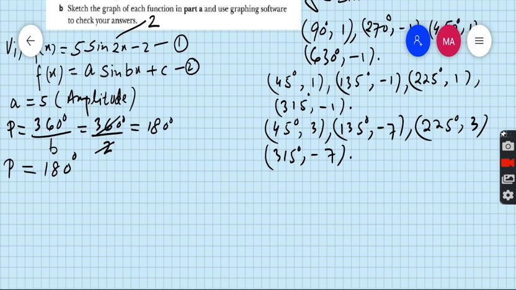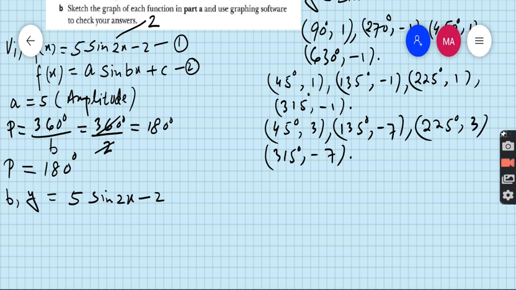What is our equation for part B? y is equal to 5 sine 2x minus 2. Keep in mind f(x) is equal to 5 sine 2x minus 2, or you can write y is equal to 5 sine 2x minus 2, same. So f(x) is always equal to y.